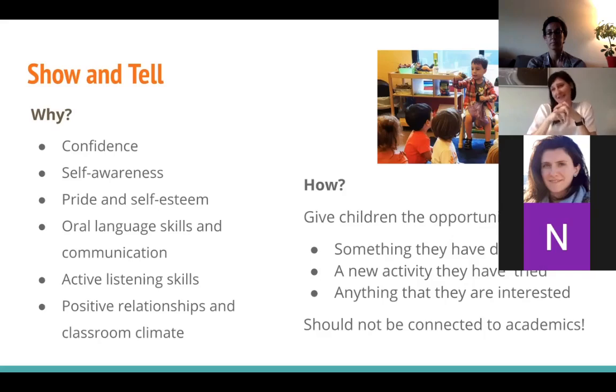And I think, no, don't connect it to academics. The show and tell is so obvious. It builds confidence, it raises self-awareness, pride, self-esteem. It develops oral language skills, communication, active listening for the audience, questioning comes up. It develops higher thinking skills, etc. So it's a great tool for early years, but I think you should extend it to primary.